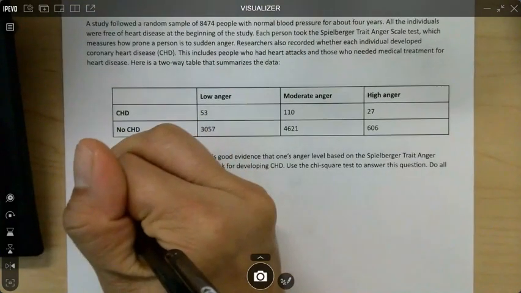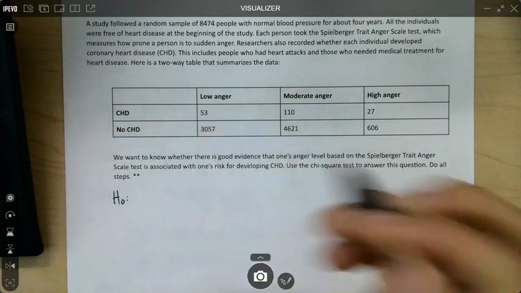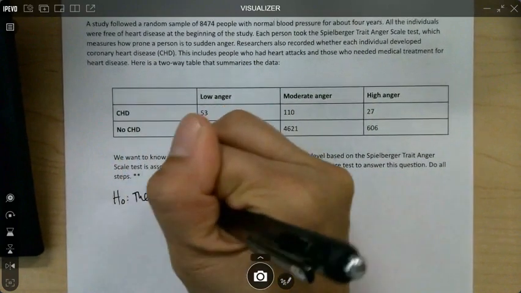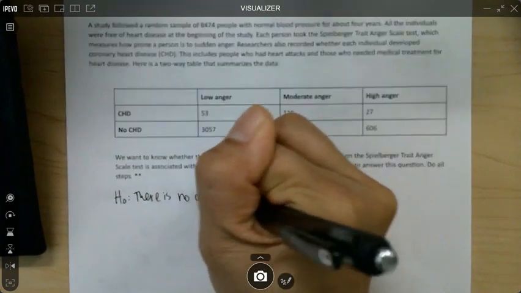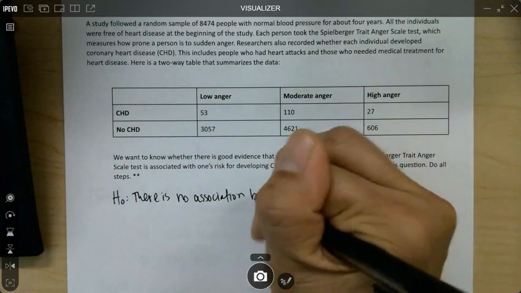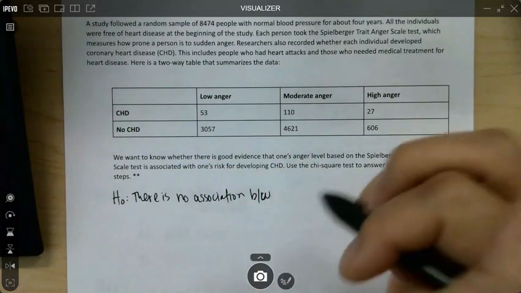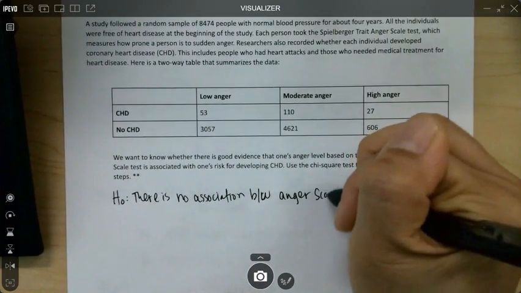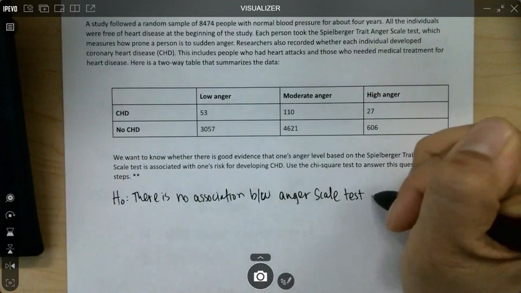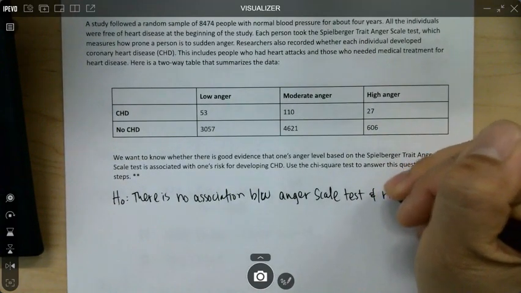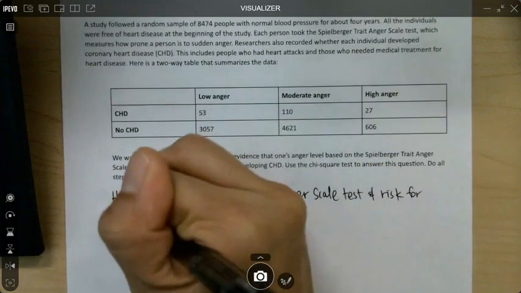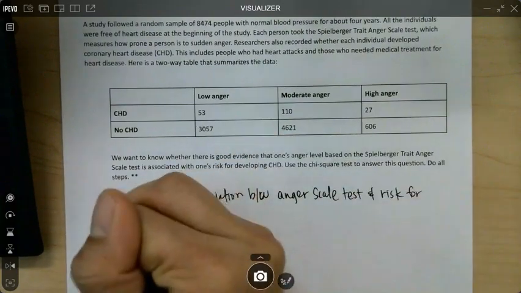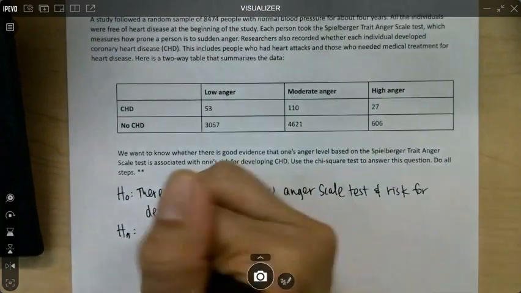All right, so first thing we need to do is write our hypotheses. So since this is a chi-square test of association, we're going to say H0: there's no association between anger scale tests and risk for developing CHD. And then HA is just going to be that there is an association.